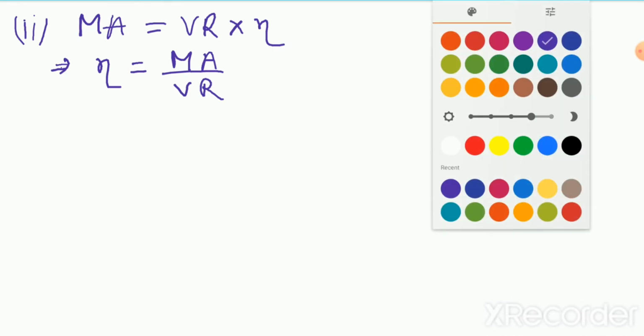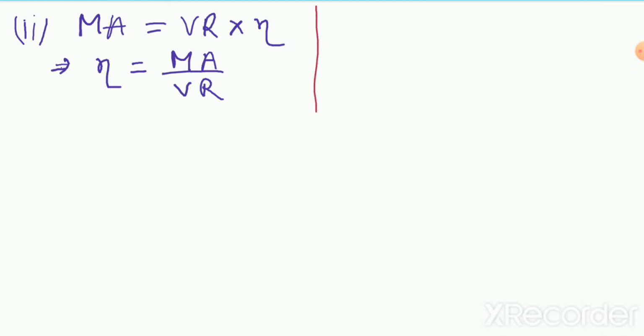See, how will the mechanical advantage be calculated? You know that mechanical advantage is equal to the load by effort. So the load, I think, is given as 75 kg, isn't it? 75 kg, and the effort is given as how much? 1000 newton. So if I just convert that 75 kg into newton, it turns out to be 750 newton.